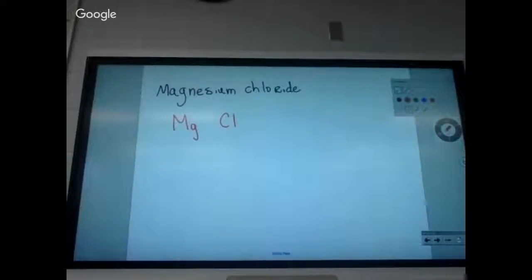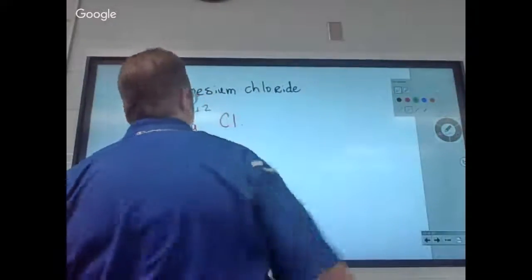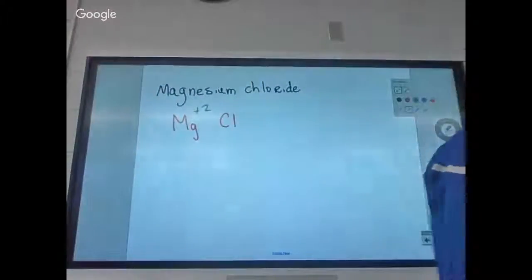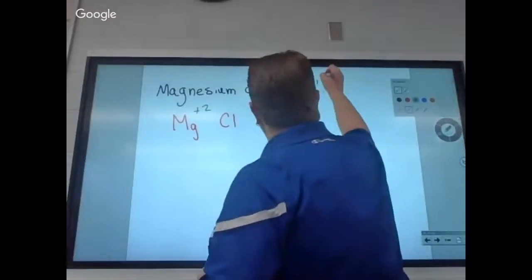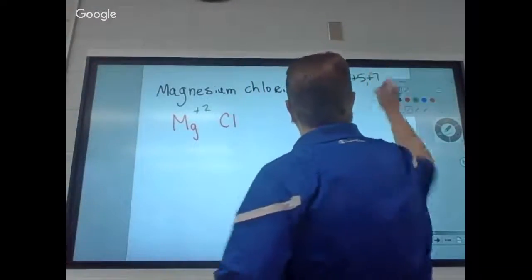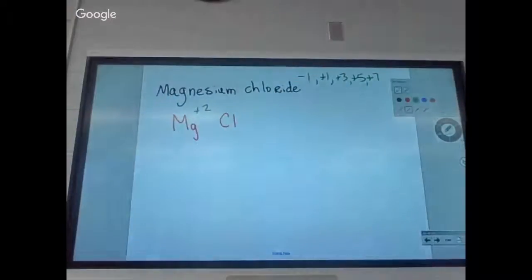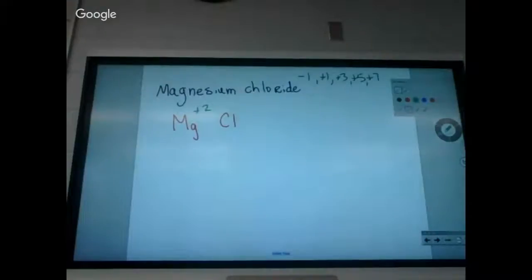Okay? Now, if you look at magnesium, what's its oxidation number? +2. Now, look at chlorine. What's its oxidation number? Okay, -1, +1, +3, +5, and +7 is what's listed on the card. Now, given all that's listed on the card, how are you going to know which one to pick?